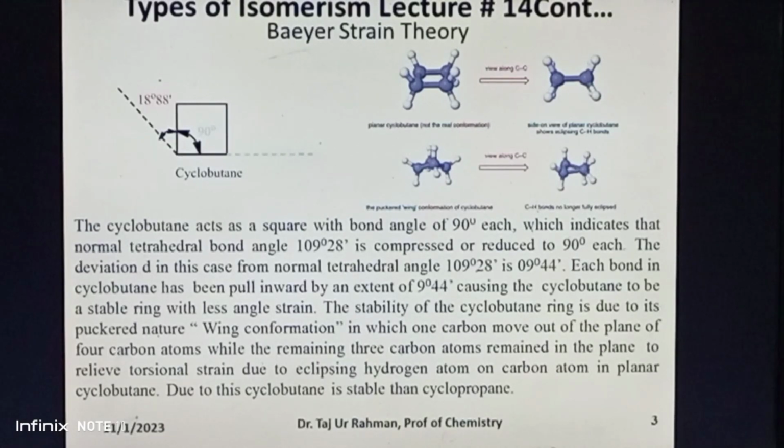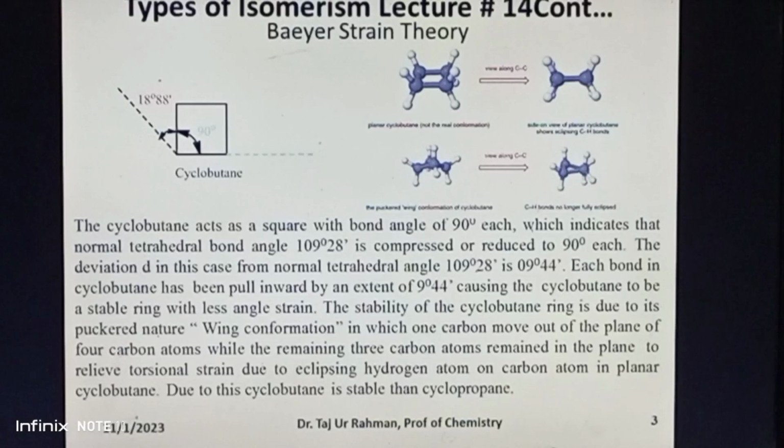Now look at the structure of cyclobutane, which acts as a square with a bond angle of 90 degrees. This means that in cyclobutane, the bond angle has been reduced or compressed to 90 degrees from the normal tetrahedral bond angle of 109 degrees 28 minutes by an extent of 19 degrees 28 minutes in total, 9 degrees 44 minutes on each side. This causes cyclobutane to be a stable ring with less angle strain.